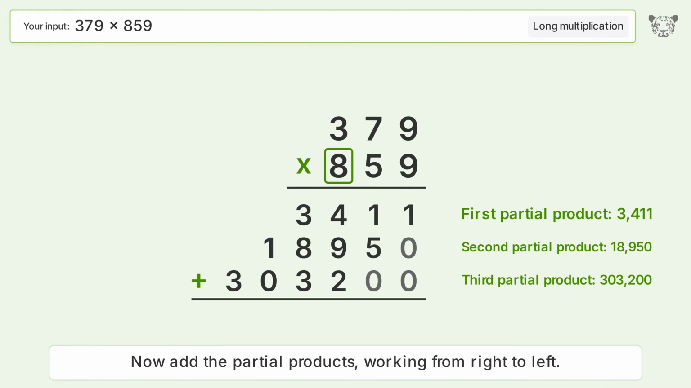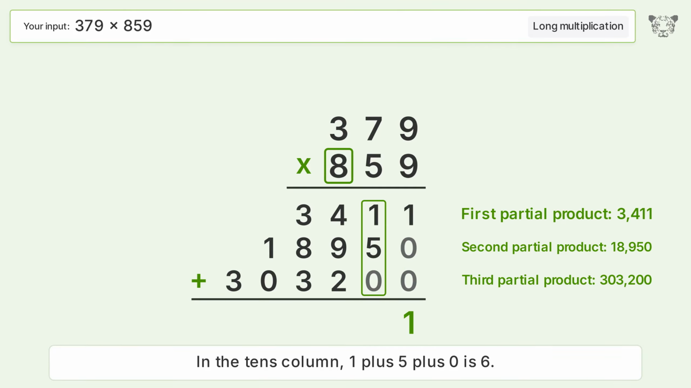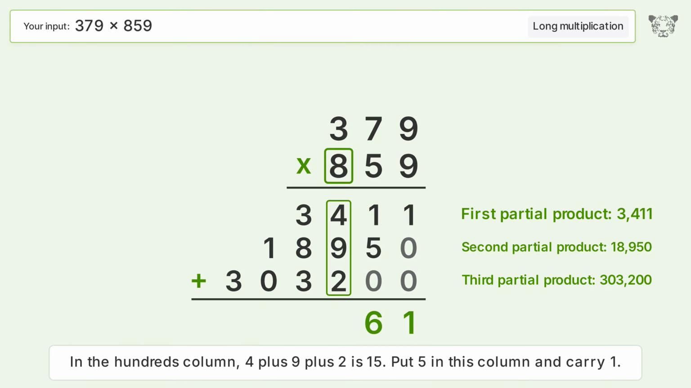Now add the partial products, working from right to left. In the ones column, 1 plus 0 is 1. In the tens column, 1 plus 5 plus 0 is 6. In the hundreds column, 4 plus 9 plus 2 is 15.